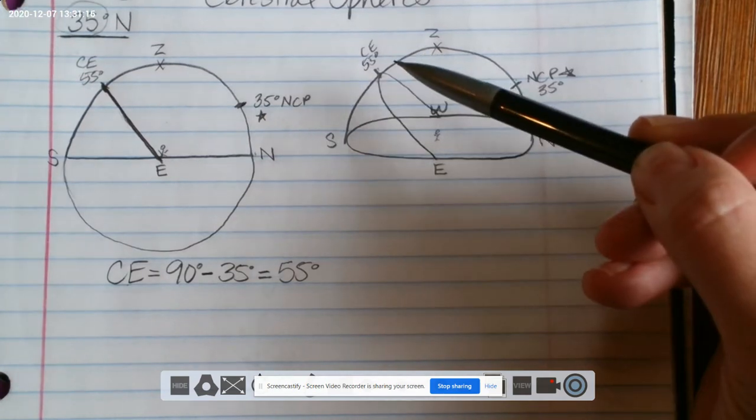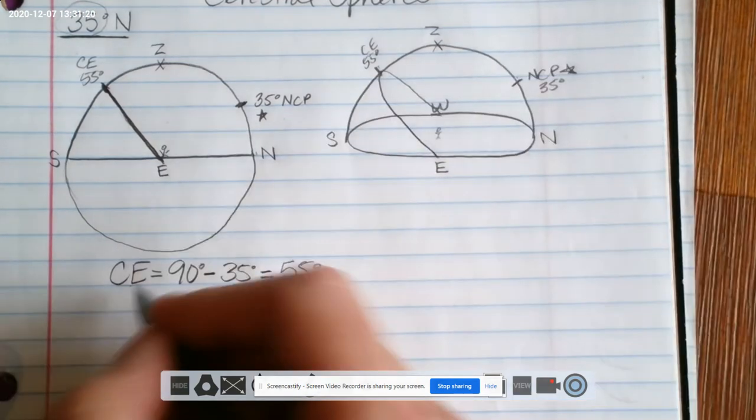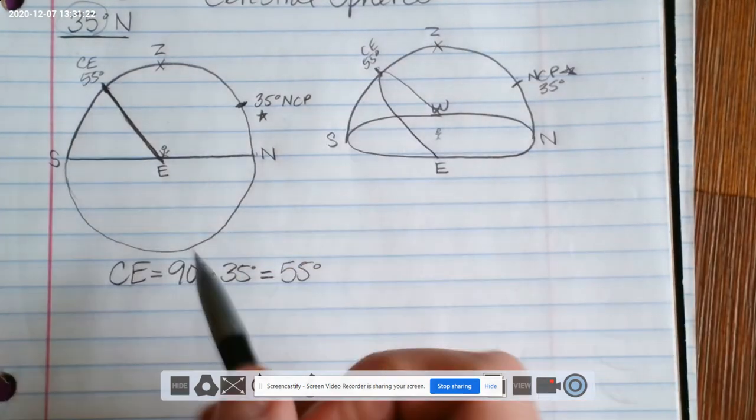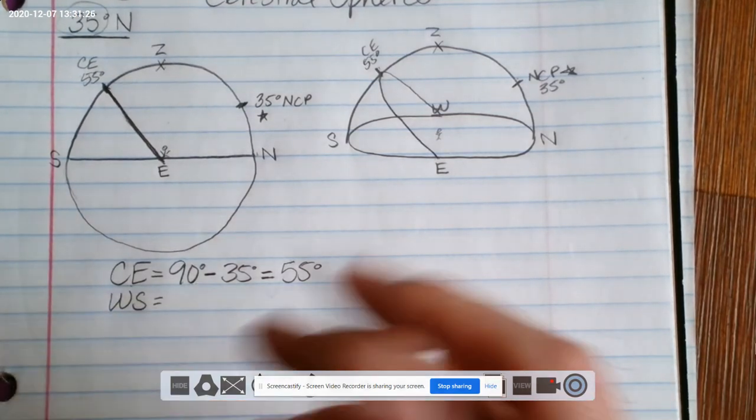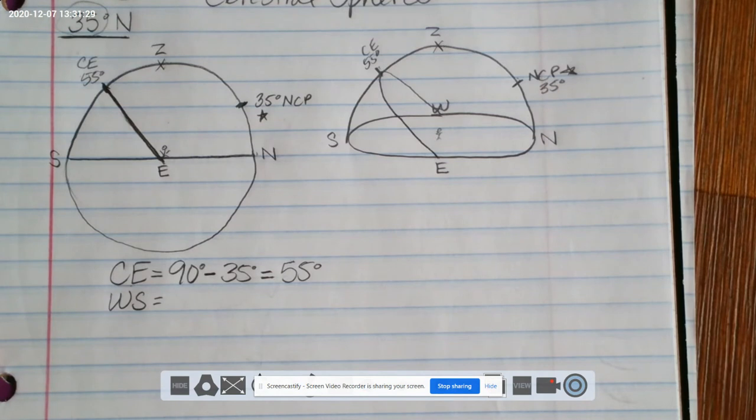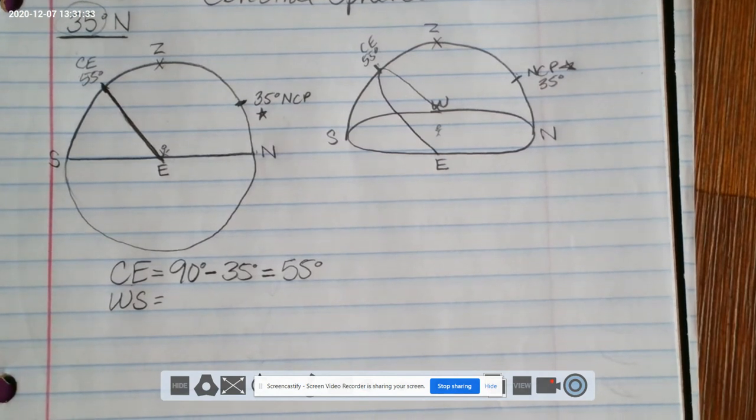That's as high as it will get. Okay, so that is going to be our celestial equator. Now we need to do our winter solstice. That's what's next on the vocabulary. Our winter solstice is going to be our important day where the shortest day of the year is.